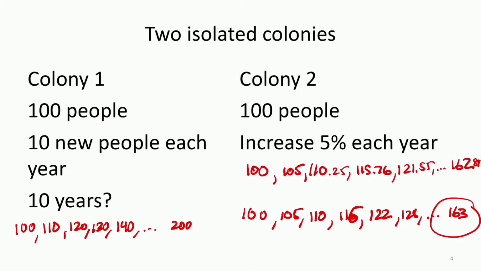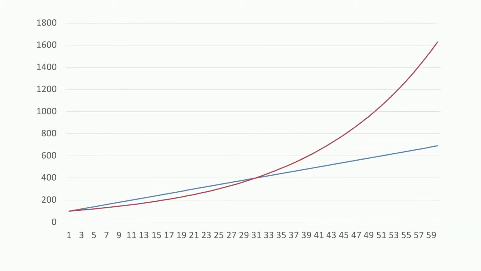By the way, in terms of these two colonies, it looks like colony 1 is doing better than colony 2 in terms of people. But if you extend the time horizon a little bit further, you find that colony 2 crushes colony 1 eventually. Around 30 years is where colony 2 catches up. Colony 2 is red, colony 1 is blue. So around 30 years is where colony 2 catches up with colony 1 and eventually exceeds it.